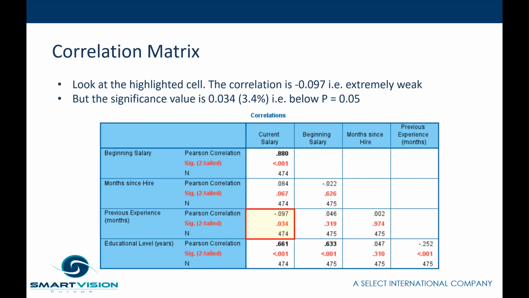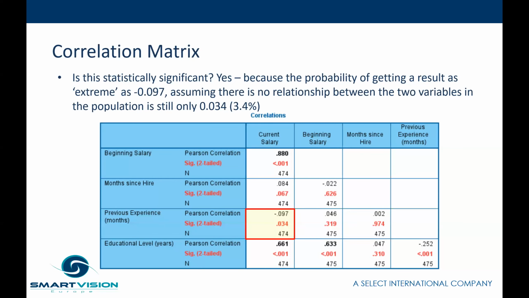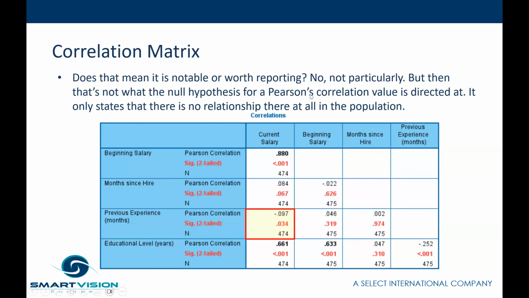The null hypothesis here is not testing whether or not there's a strong relationship between the two variables. It's saying whether or not there's 0 relationship between the two variables. So in this case, is this statistically significant? Yes, because the probability of getting a result as extreme as minus 0.097, assuming there is no relationship between the two variables, is only 3.4%. Does that mean it is notable or worth reporting? No, not particularly. But that's not what the null hypothesis for Pearson's correlation is directed at. It only states that there is no relationship there at all in the population.